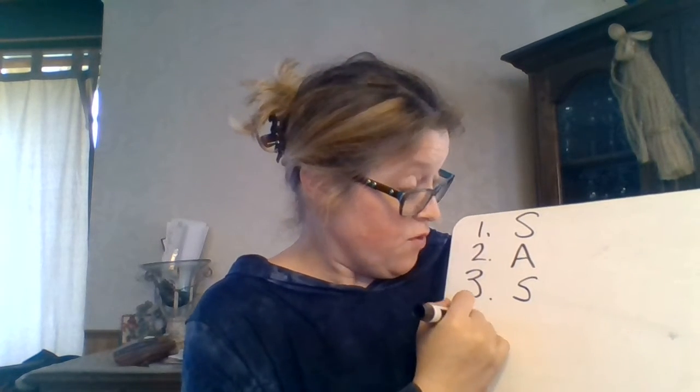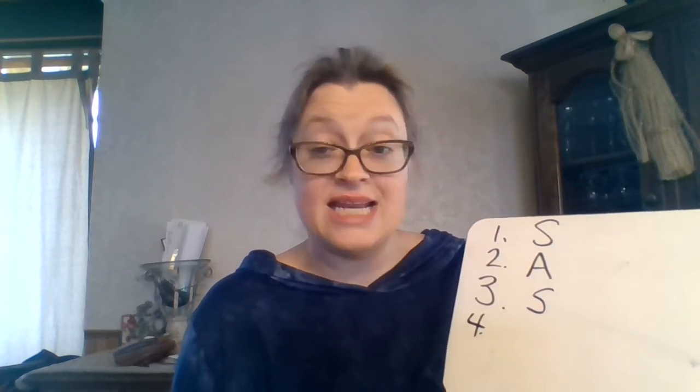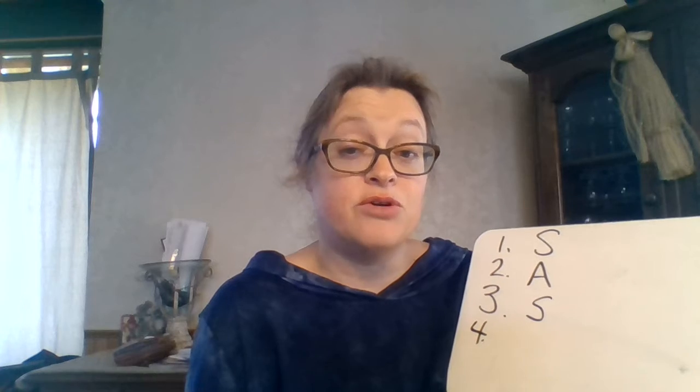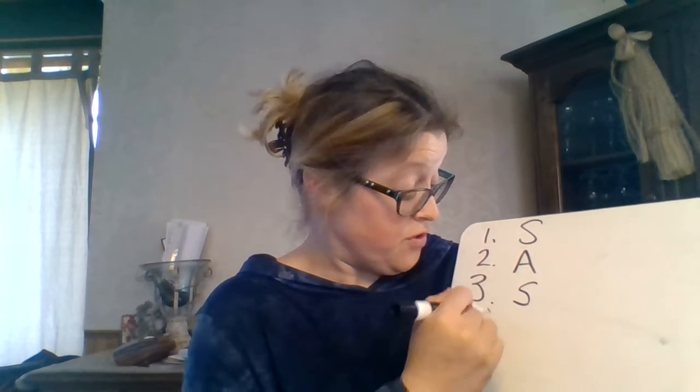Number 4, commotion and calm. So think about it like this: I can't get my work done because of all this commotion. Or it's nice and calm in here, I can get my work done. So a commotion and calm are two opposite things, so they are antonyms.